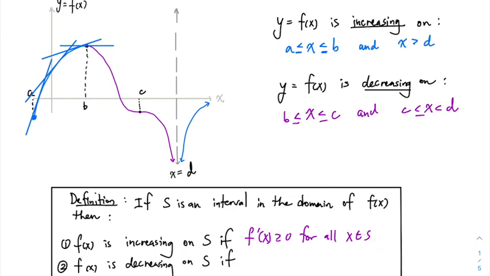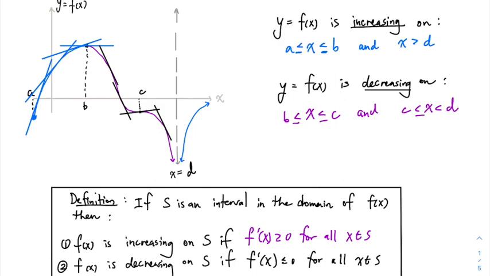Similarly, a function is decreasing on an interval s if the derivative is less than or equal to 0 for all x values in that interval. And you can just confirm that graphically, like if you draw some tangents to the curve in the interval from b to c, or from c onward to d, you'll see that the slopes of the tangents are negative or 0, and so the function is decreasing there.